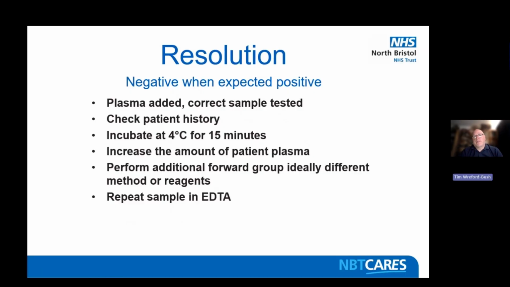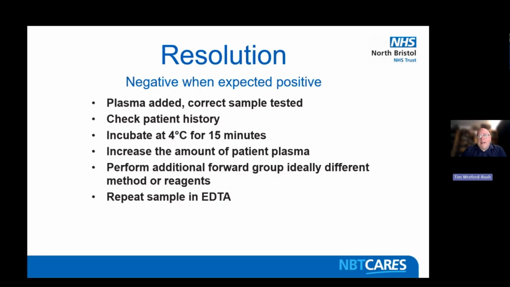So what do we do? First thing, make sure the plasma's added and the correct sample tested. Some labs may separate the plasma off, and if you separate it off and it gets mixed up, you might be testing someone else's plasma. So that's again the technical side of things. So make sure that you've added the plasma from the correct sample. Check the patient's history. Have we seen them before? Is this something we've tested before and we know the answer already, and we can just repeat that?